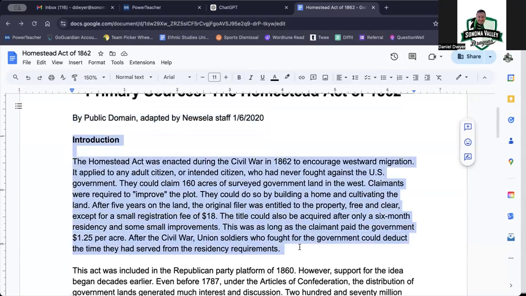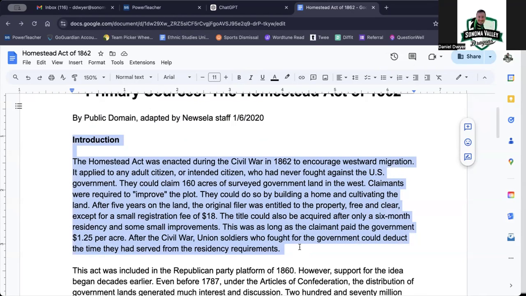Introduction. The Homestead Act was enacted during the Civil War in 1862 to encourage westward migration. It applied to any adult citizen or intended citizen who had never fought against the U.S. government. They could claim 160 acres of surveyed government land in the West. Claimants were required to improve the plot. They could do so by building a home and cultivating the land.